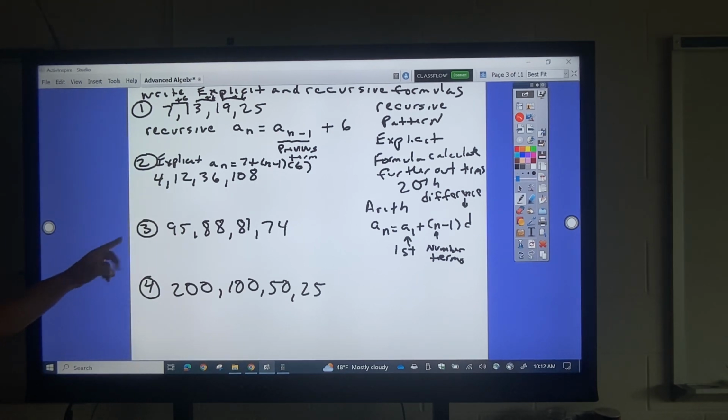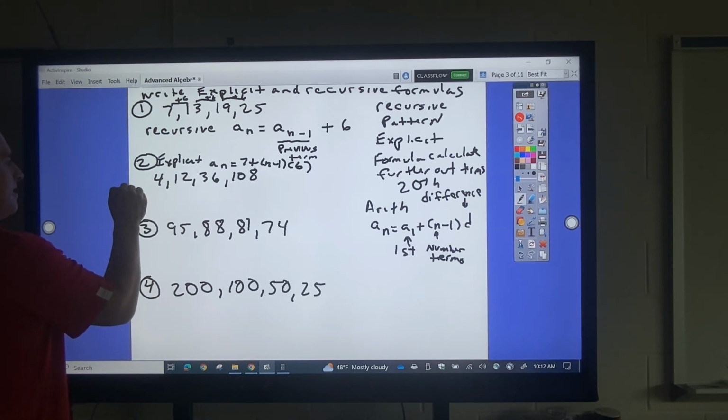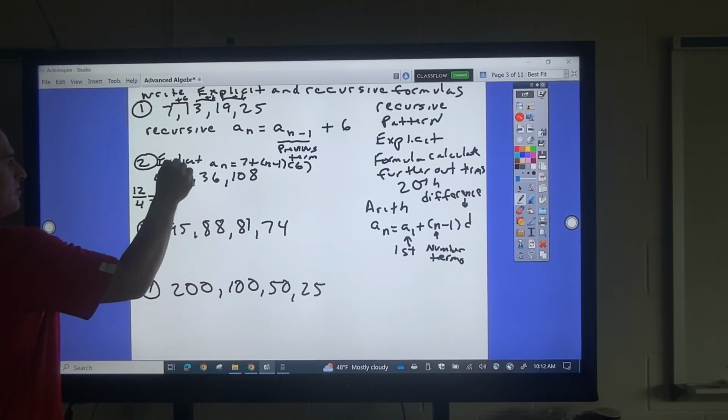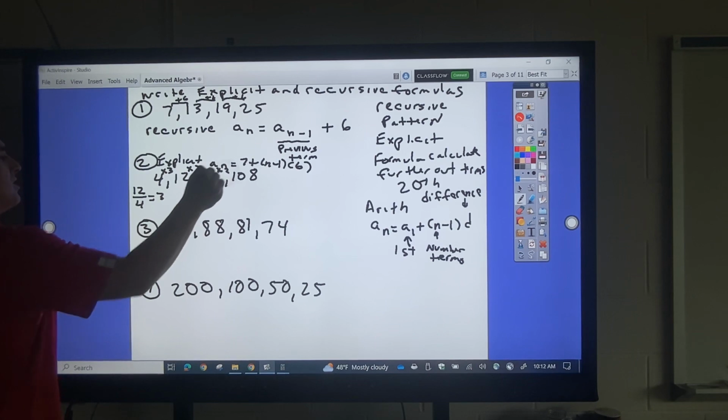Is this arithmetic or geometric? Well, from 4 to 12 is a difference of 8, and the next difference is more than 8, so it can't be arithmetic. So let's do second divided by first. That's going to be 3. Let's see, 4 times 3 is 12. Yep, this is a multiplication of 3.